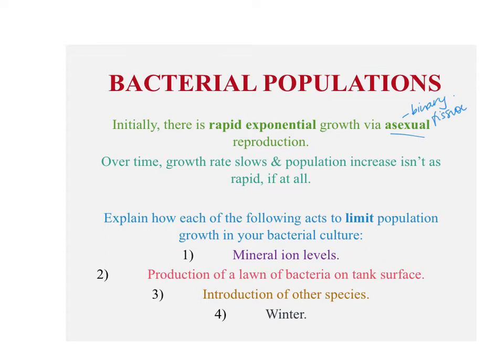Now I've put 4 factors at the bottom: mineral ion levels, production of a lawn of bacteria on the tank surface, introduction of other species, and winter. And I would like you to have a go at explaining how each of those limits bacterial growth. So you're going to pause. I imagine it will probably take about 5 minutes. So how each of those limits the population.